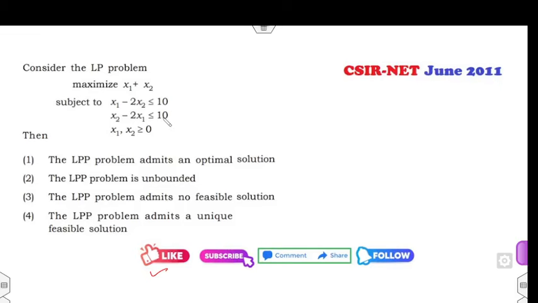Okay, now you can easily solve this problem by the graphical method. Fine, but firstly I will apply my shortcut tricks.